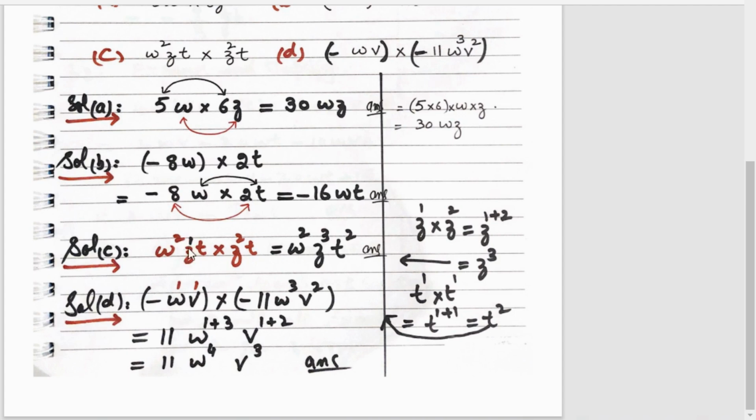Z has power 1. When we need to write power, we mention it, otherwise not. Z power 1 multiplied by Z power 2. Now we are coming towards same variables if these are present there with different variables. So Z power 1 and Z power 2, look at this rough work. When we multiply same variables, their powers added up.